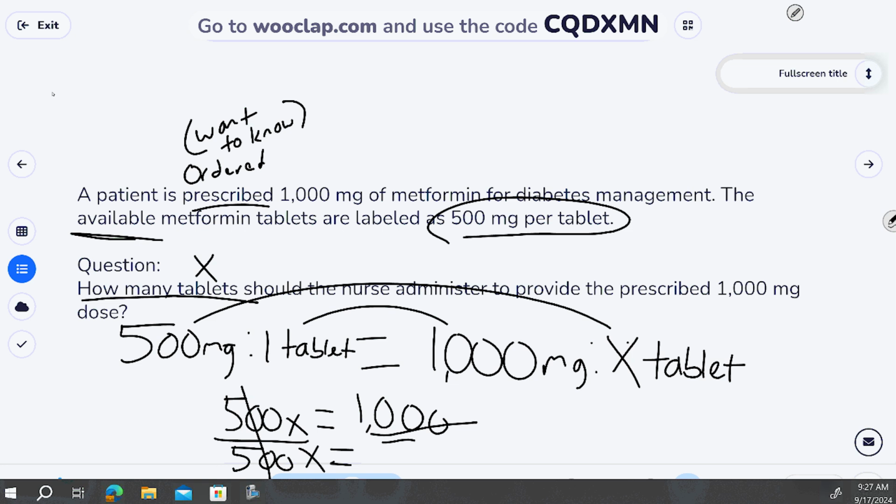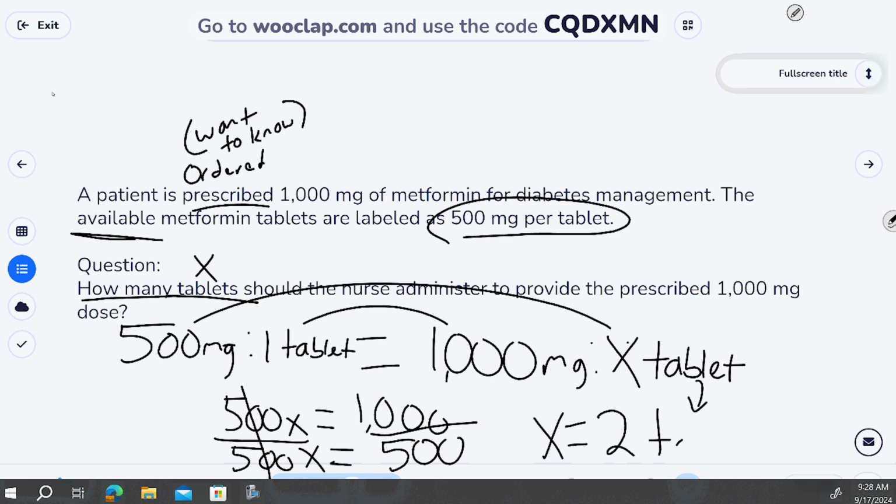That means I do this on this side. 1,000 divided by 500, and again, if I was punching that into a calculator, it's 1,000 division sign 500, because that's telling your calculator to see how many times 500 goes into 1,000. So anyway, your final answer is X equals 2 tablets.